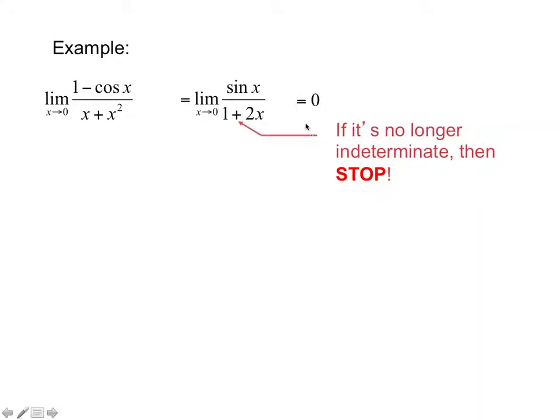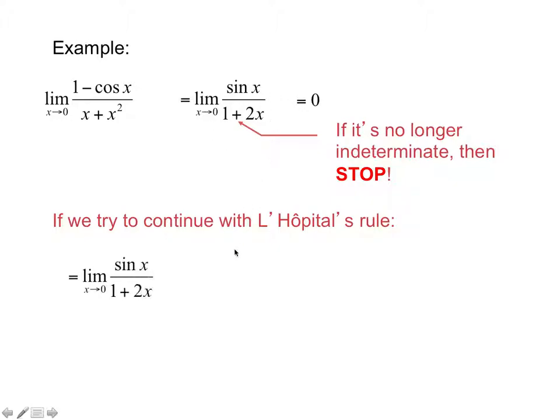So we need to stop. We got a determinate form of 0 over 1, and we need to stop. We don't continue to differentiate. If we do, bad things happen. So I just want to point that out. If we try to take the derivative again, we get cosine of x over 2. And then when we put in 0, we get a half. We get the wrong answer.